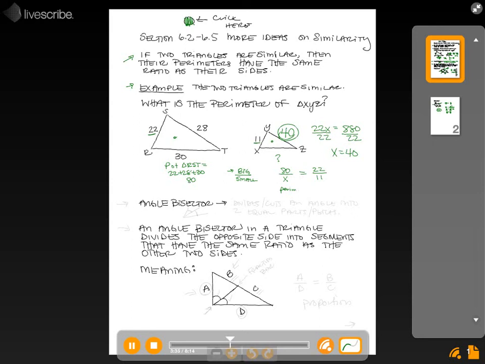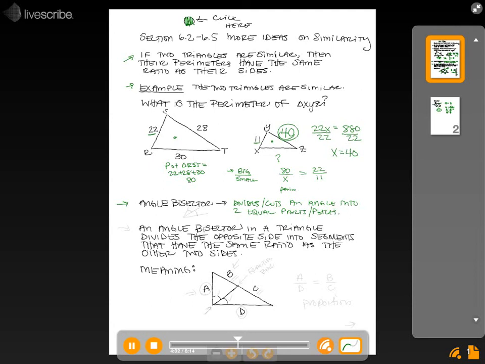Our next idea deals with what an angle bisector is, and we've talked about this before, but we're going to refresh our memory. An angle bisector divides or cuts an angle into two equal parts or pieces.